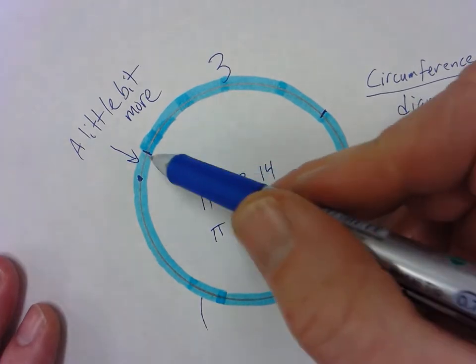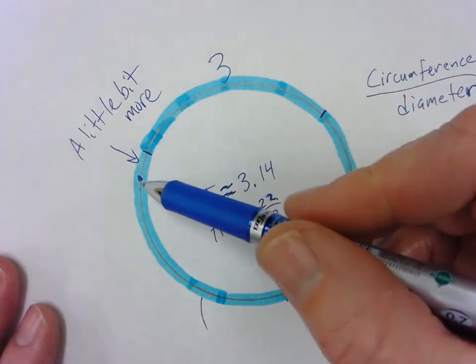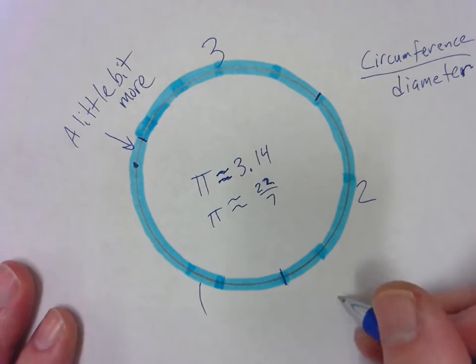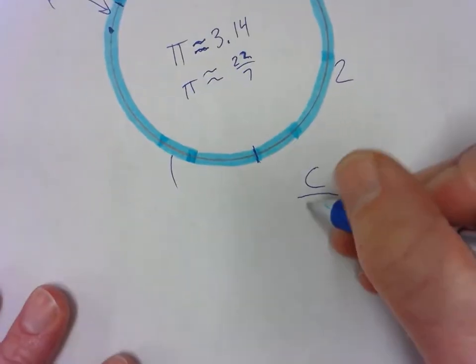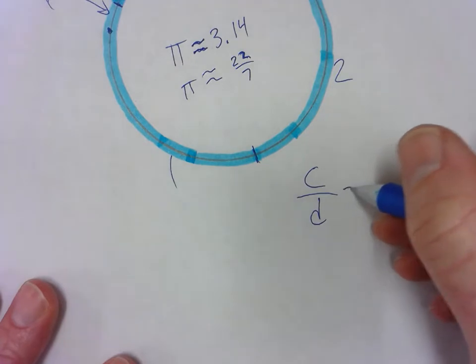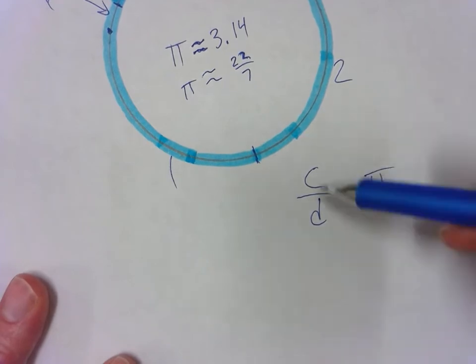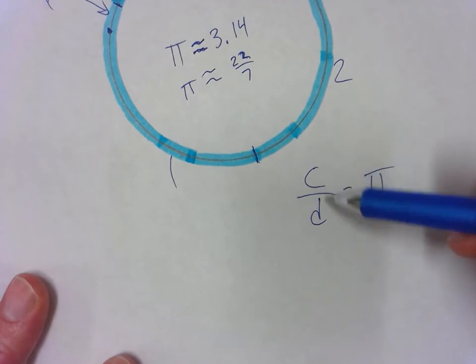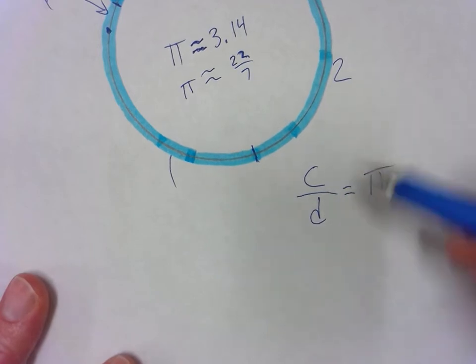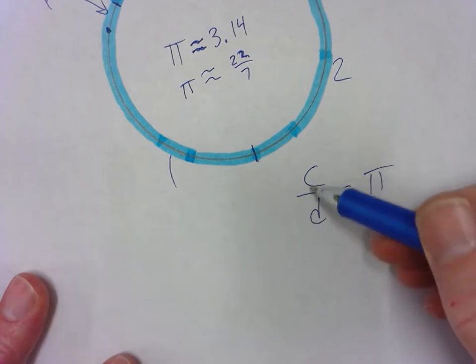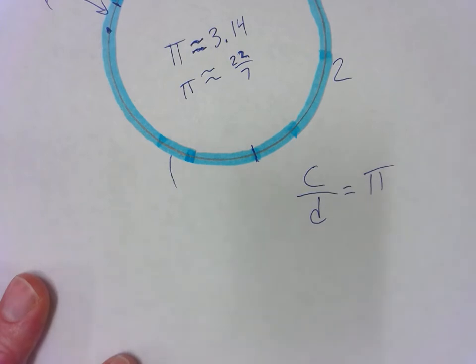So the diameter fits into the circumference 3 times and just a tad bit more, just a little bit more. So the circumference divided by the diameter, d, is equal to pi, this ratio. So pi is a ratio. A ratio is a fraction. You take two things and compare them. So it's a comparison of the circumference and the diameter. So how many times does this fit inside of here? This fits inside of here 3 times and a little bit more, always.